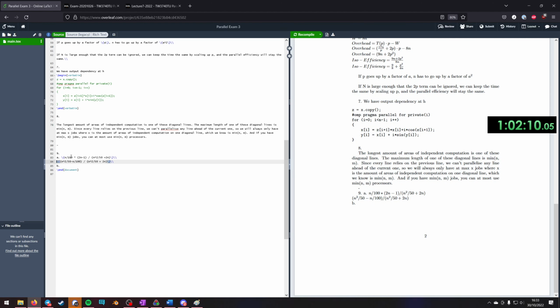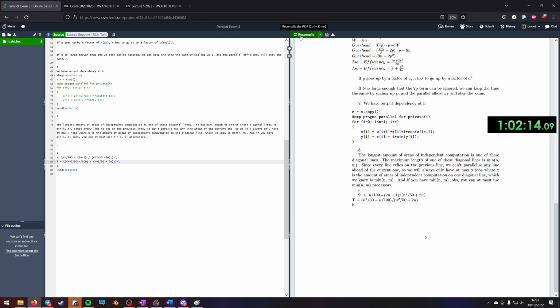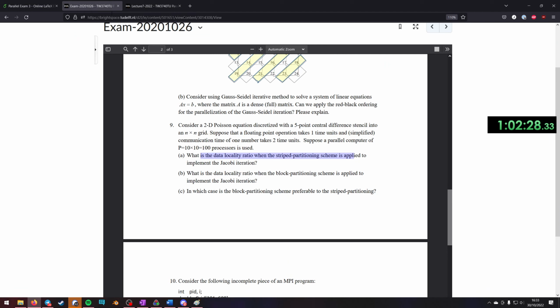So t is this. Yeah. Which approximately would be equal to 1, because these n terms cancel out over the n squared if n is sufficiently large. Yeah. But they don't ask for an approximation, they ask for the exact.